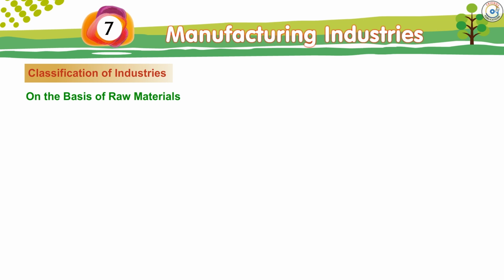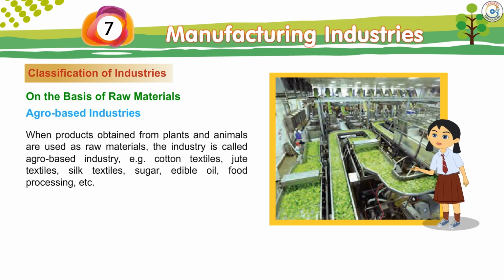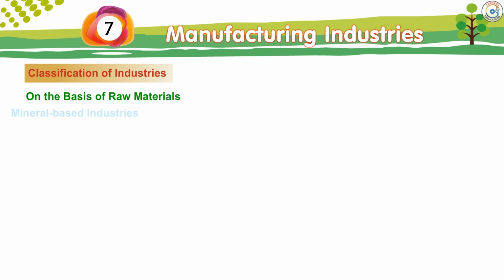On the basis of raw materials, agro-based industries. When products obtained from plants and animals are used as raw materials, the industry is called agro-based industry. For example, cotton textiles, jute textiles, silk textiles, sugar, edible oil, food processing, etc.